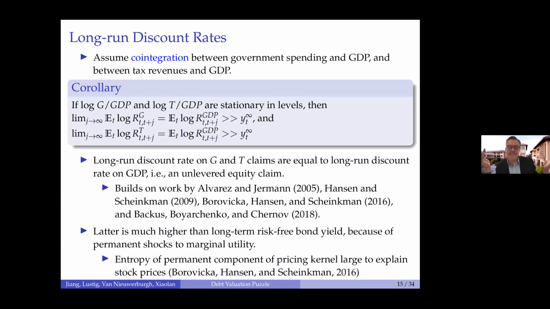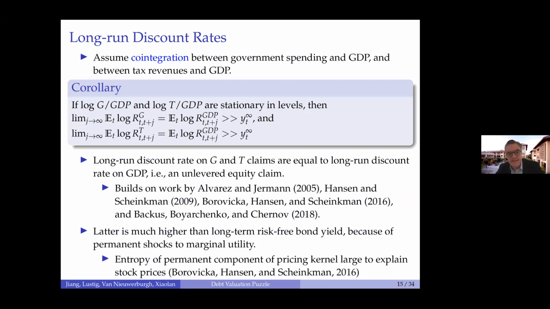And that's not too surprising, right? Because in the long run, really the only risk you're exposed to is GDP risk. And so you're going to price all these claims in the same way. Now, of course, importantly, the long-run discount rate for GDP strips is going to be much higher in a reasonable model than the long end of the risk-free yield curve, okay? Why do we know that? Well, we know that from work by Hansen, Scheinkman, Borovička, and others, which shows that there's a big permanent component of the pricing kernel that drives the wedge between the equity premium and the long-run bond yield curve.